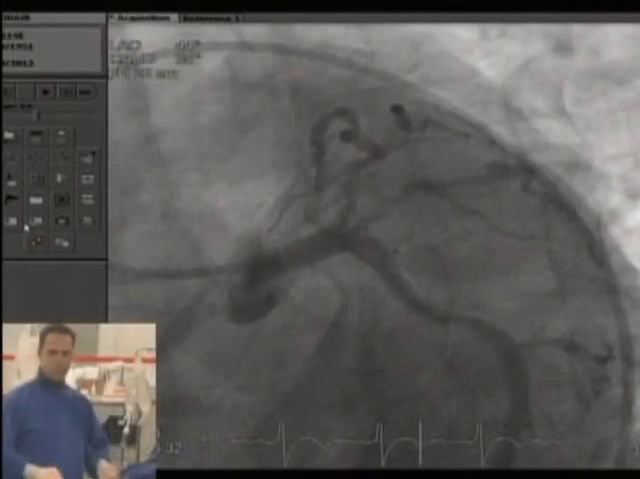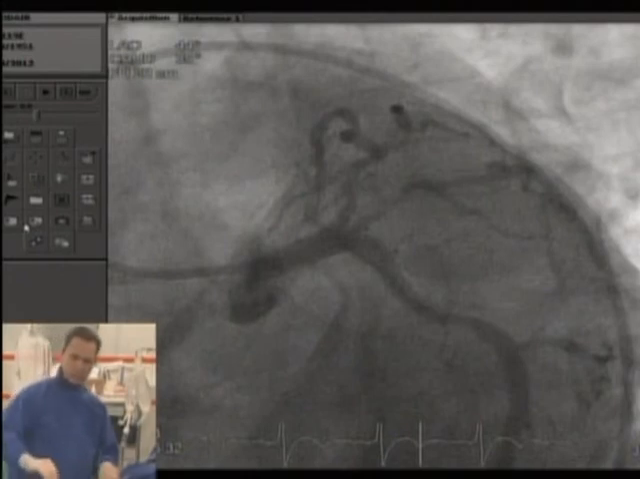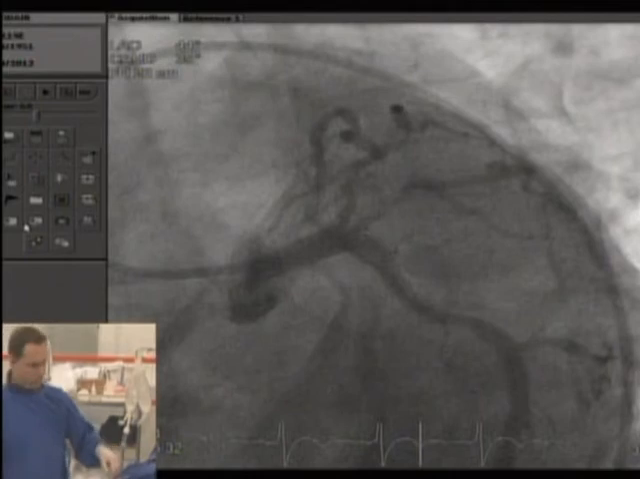I have some doubt about calling this a restenosis 10 years later. Yeah, perhaps it's another mechanism. I think it's lesion progression. Progression is more like it.